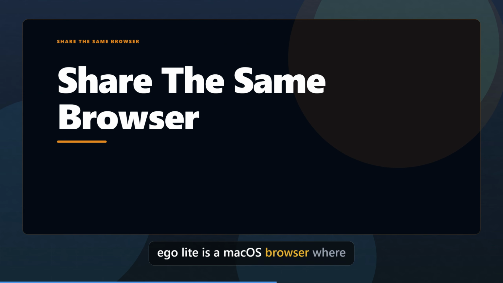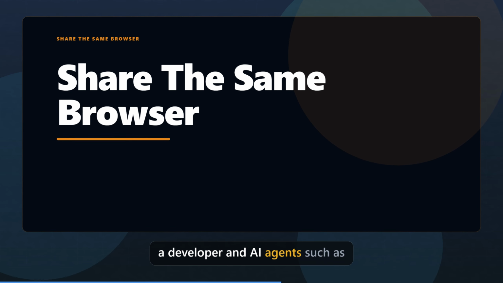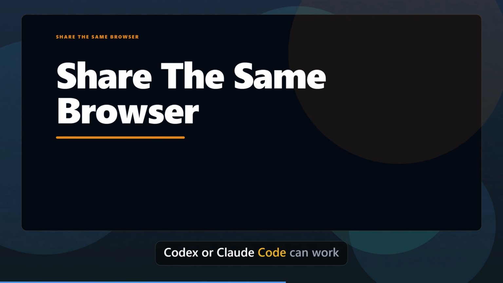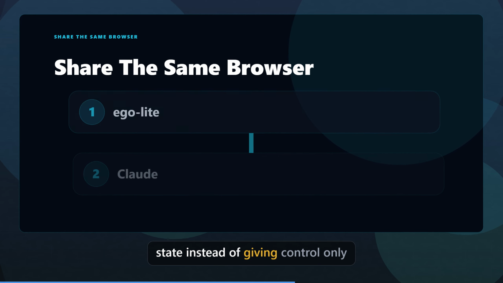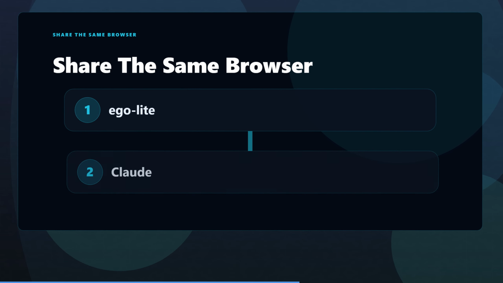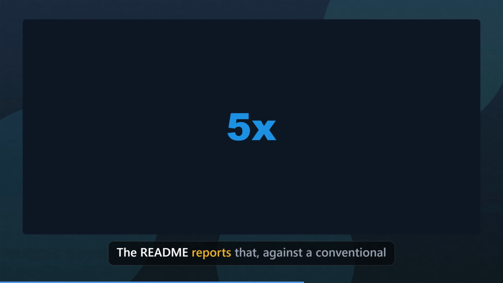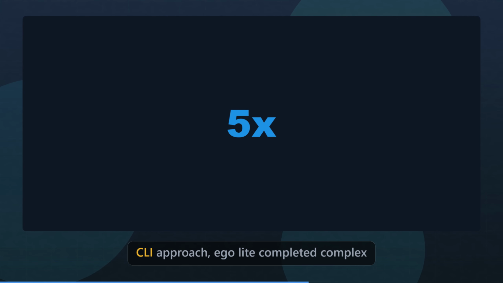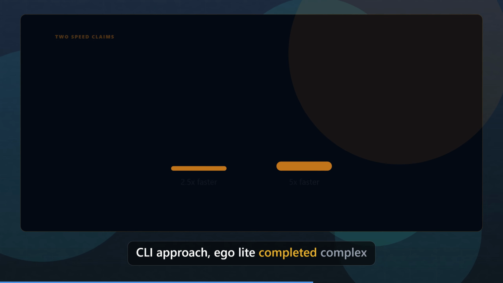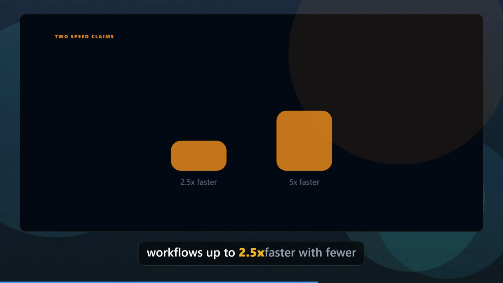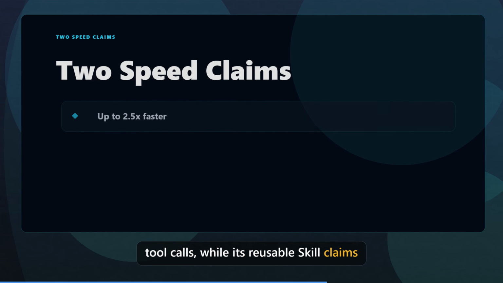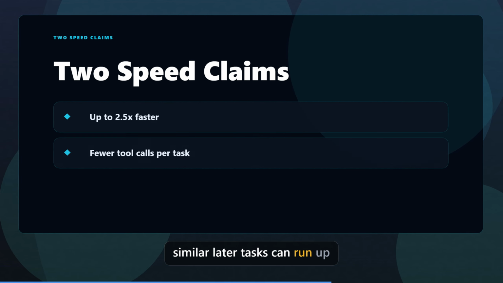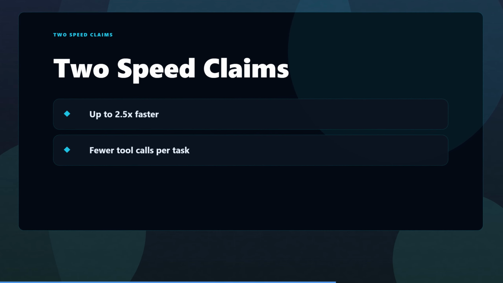Ego-lite is a macOS browser where a developer and AI agents such as Codex or Claude Code can work in parallel, sharing the same logged-in browser state instead of giving control only to a built-in agent. The README reports that, against a conventional CLI approach, ego-lite completed complex workflows up to 2.5x faster with fewer tool calls, while its reusable skill claims similar later tasks can run up to 5x faster.